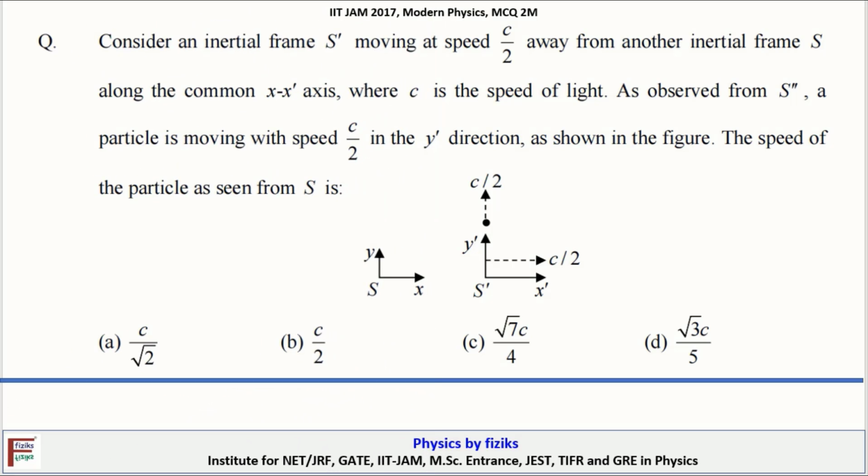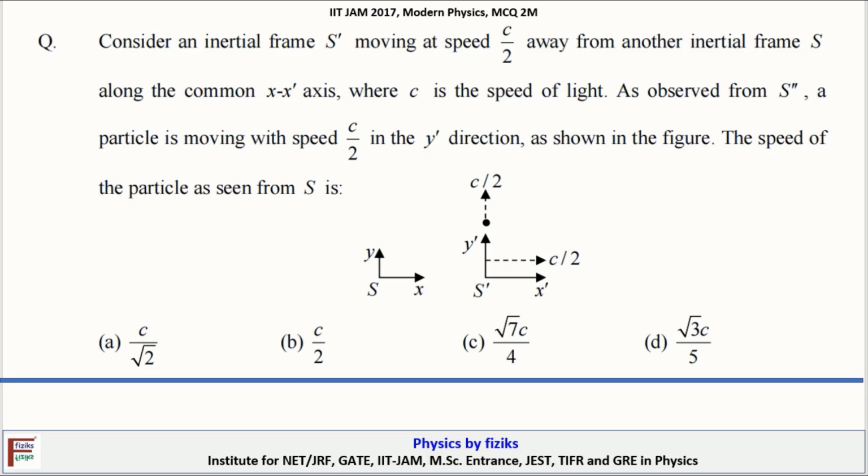We are discussing the IIT-JAM 2017 modern physics problem. This problem is related to relativity. Consider an inertial frame S' moving at a speed c/2 away from another inertial frame S along the common x-axis, where c is the speed of light, as observed from S.